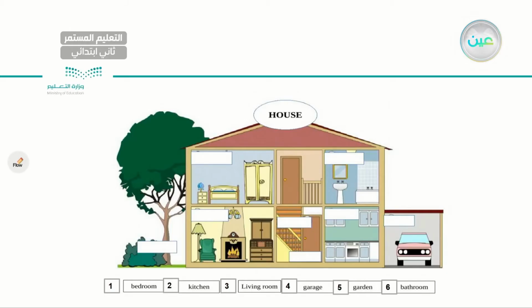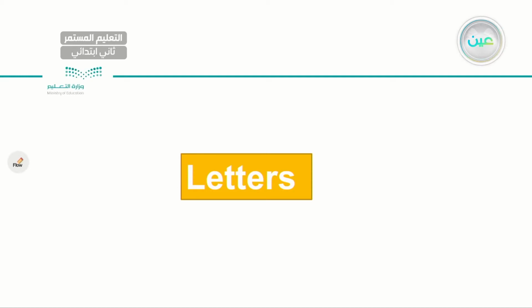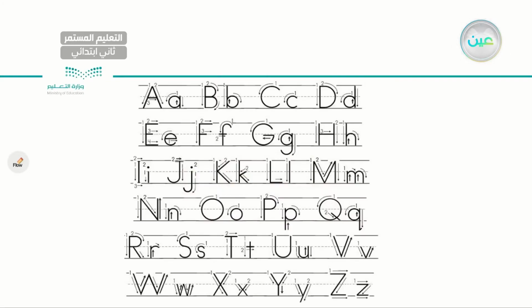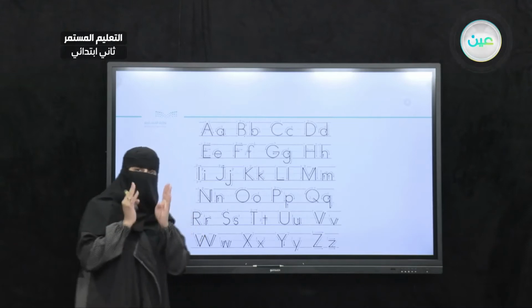This is our unit, house, or our house. As you can see, I have different rooms here: a bedroom, kitchen, living room, garage, garden, and bathroom. But we will be starting with the letters first. As I told you before, today we will conclude all the alphabets, all the English language letters. As you can see here, I have all the alphabets, capital and small, starting from the first letter, A. So let's read together, my dear student, until we reach our last four letters.